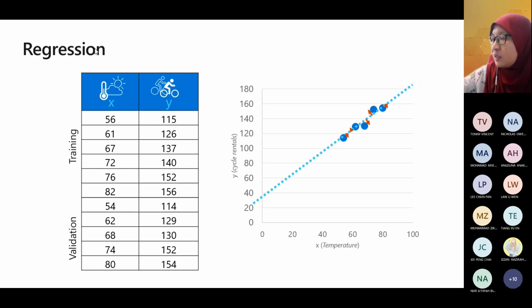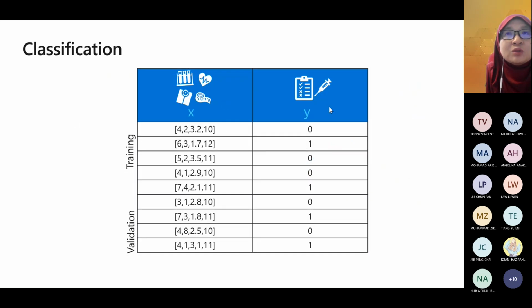So for regression again, as mentioned tadi is more to numeric value lah. So how many numeric. For the classification more to true, false or 0, 1, yes, no. So these are the measurement of the characteristic of bacaan lah. Measure of the blood reading untuk dia kandungan gula dan sebagainya.